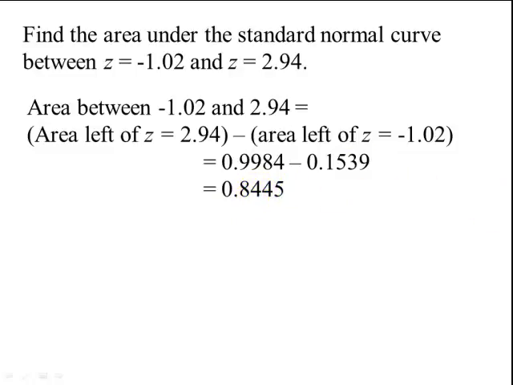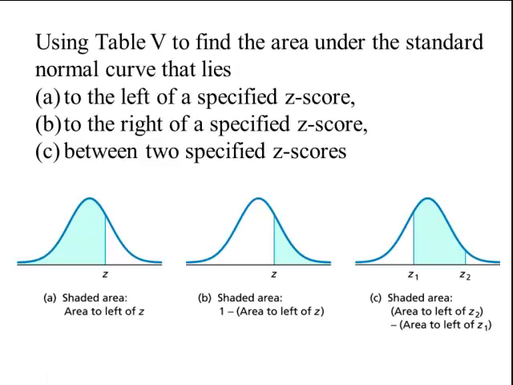So let's review. If we are wanting to find the area to the left of a z-score, we just go to table 5 and look in the table, and that will give us the area to the left. If we want to find the area to the right of a z-score, we look up that value in table 5 and we do 1 minus what table 5 gives us. And if we want to find the area in between two z-scores, we find the area to the left of the largest z-score, and we find the area to the left of the smallest z-score, and we subtract the area of the largest z-score minus the area of the smallest z-score.